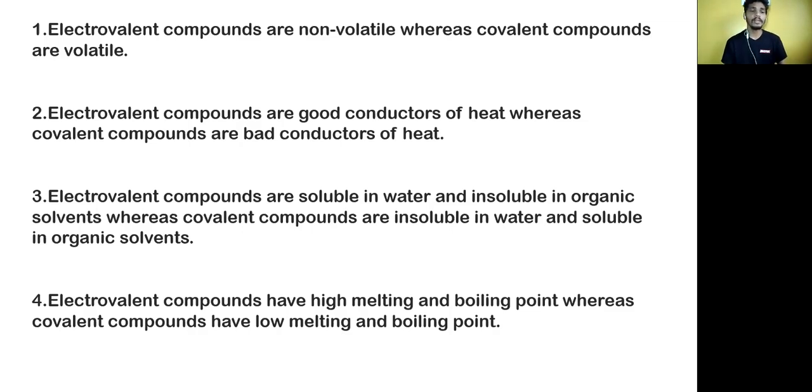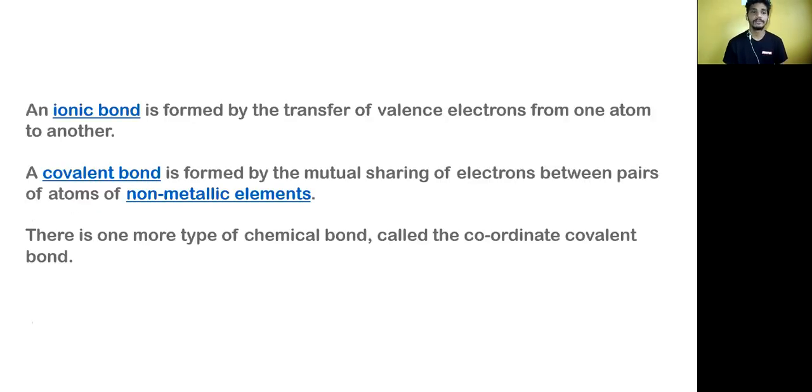Electrovalent compounds are soluble in water and insoluble in organic solvents, whereas covalent compounds are insoluble in water and soluble in organic solvents. Electrovalent compounds have high melting and boiling points, whereas covalent compounds have low melting and boiling points. An ionic bond is formed by the transfer of valence electrons from one atom to another. A covalent bond is formed by the mutual sharing of electrons between pairs of atoms of non-metallic elements.